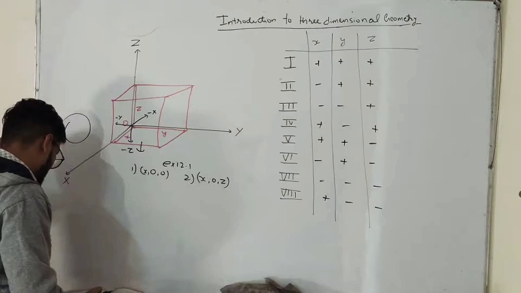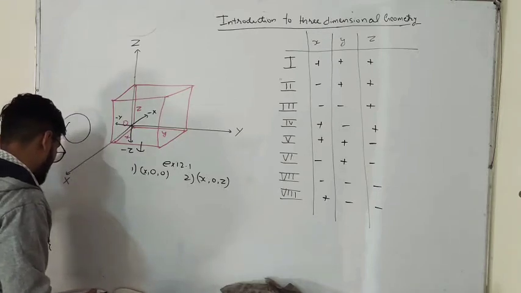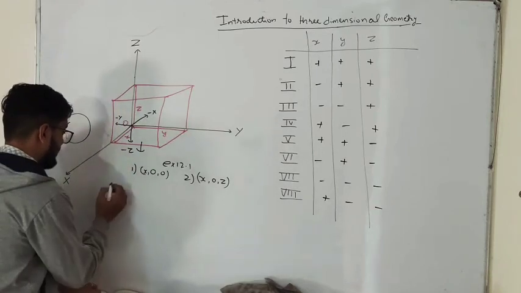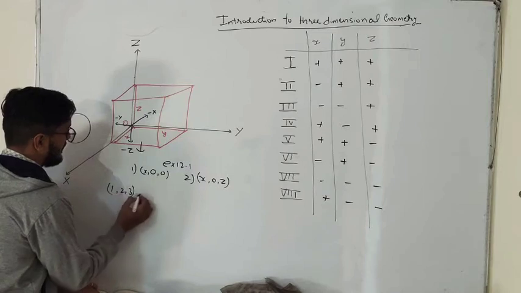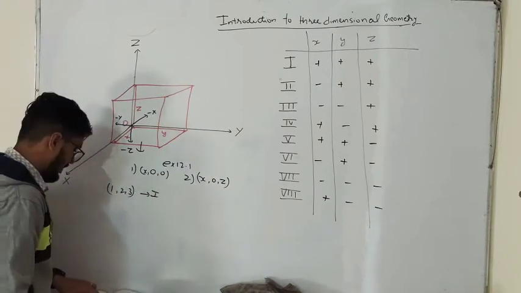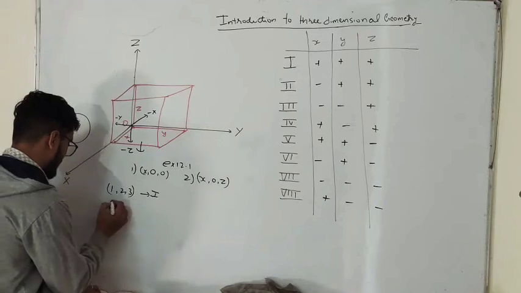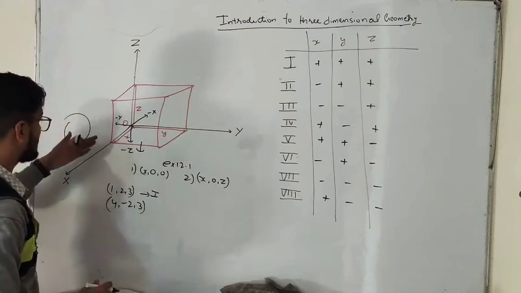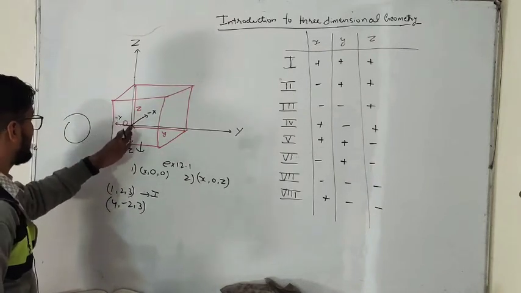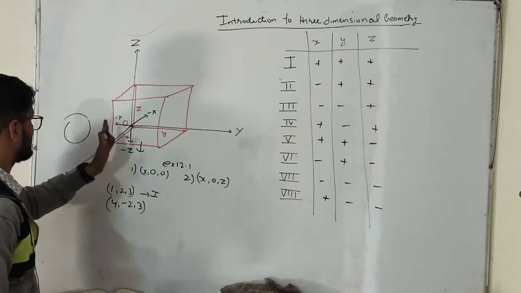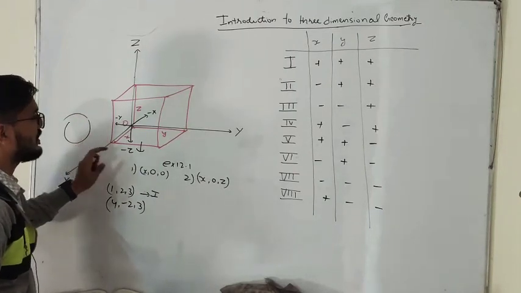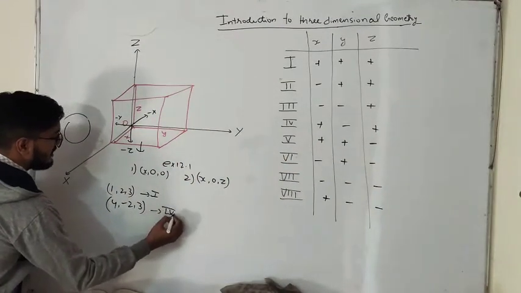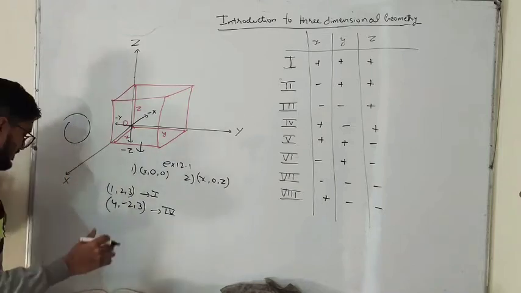Next, name the octant in which the following points lie. So 1, 2, 3. All three of them are positive. That means first octant. Next, 4, -2, 3. So x positive, y negative means this direction, and z positive. So that means fourth octant. Positive, negative, positive. So fourth octant. In this way, just analyze where x-axis is, where y-axis is.